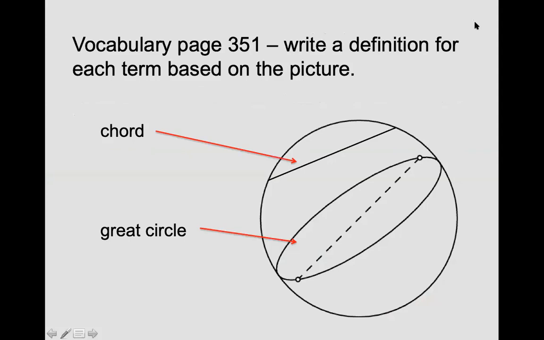All right, you have some vocabulary today. This time it's kind of a do-it-yourself vocabulary. This is on page 351 in your student journal. It says write a definition for each term based on the picture. So it shows a sphere. You have to imagine that this is three-dimensional. It shows a chord and then a great circle. And this here looks like it's a diameter, so that may help you in writing your definition. So go ahead and write down what you think the definition is for each of these terms. Go ahead and pause the video, write it down, come back and we'll check.